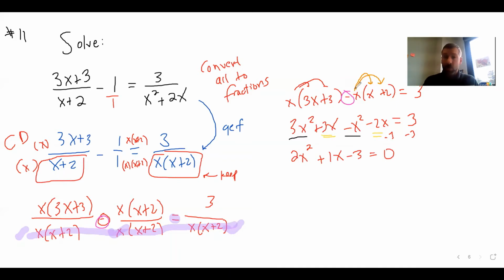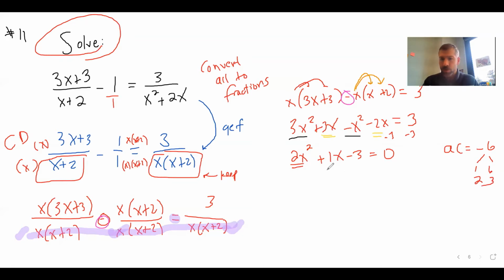Well, how do I solve this quadratic? Remember, that's the whole point of this. We've got to factor with grouping. A times C is -6. Why? Because the A term's not 1. 1 and 6, 2 and 3. Which of those will give me a positive 1? 3 and 2, as long as the 3 is positive and the 2 is negative. So we're going to make this 2x squared minus 2x plus 3x.